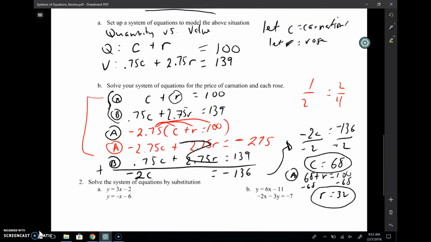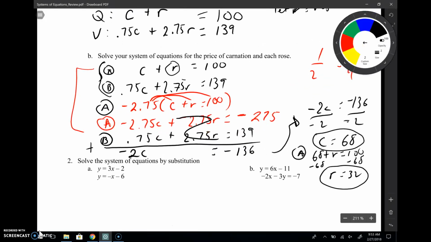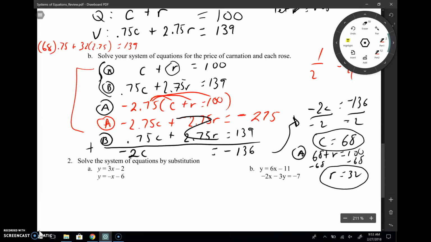So I'm going to zoom in a little bit here. I'm just going to go up to the right here. If I did 68 carnations times 75 cents plus 32 roses times $2.75 apiece, does it equal $139? Okay, 68 times 75 cents is going to be $51, and 32 roses times $2.75 apiece is going to be $88. And when I add those two together, it does equal $139.